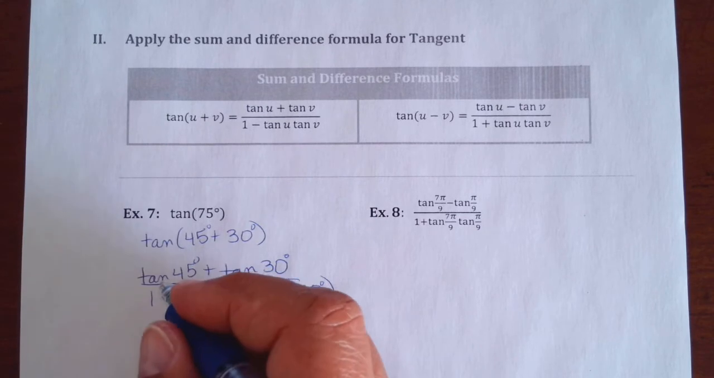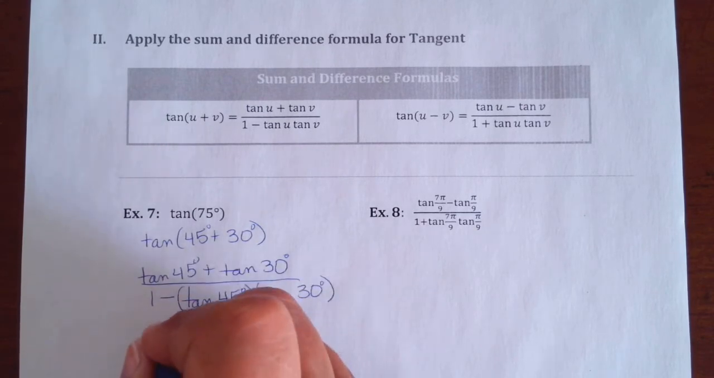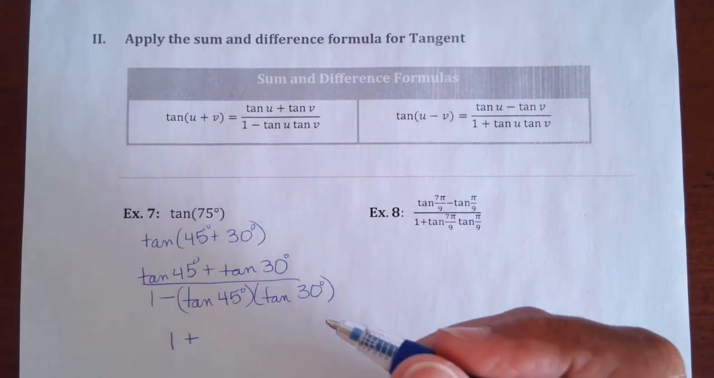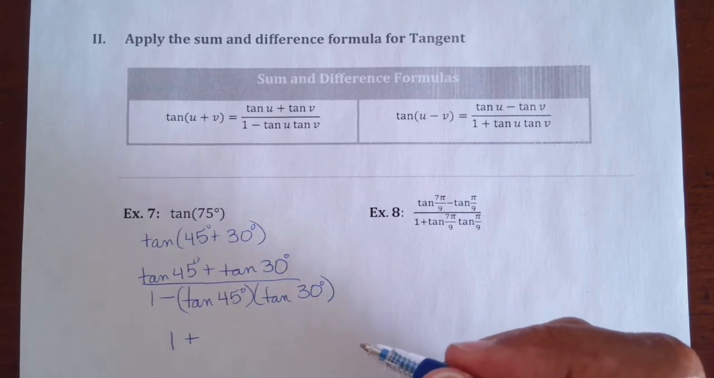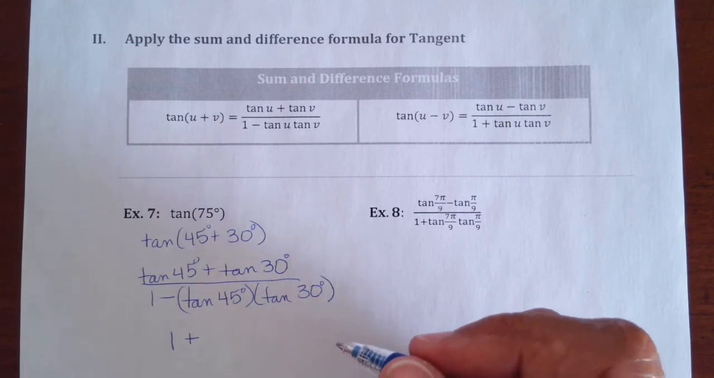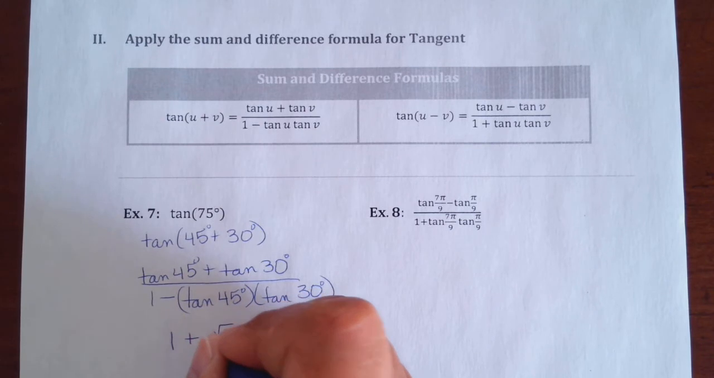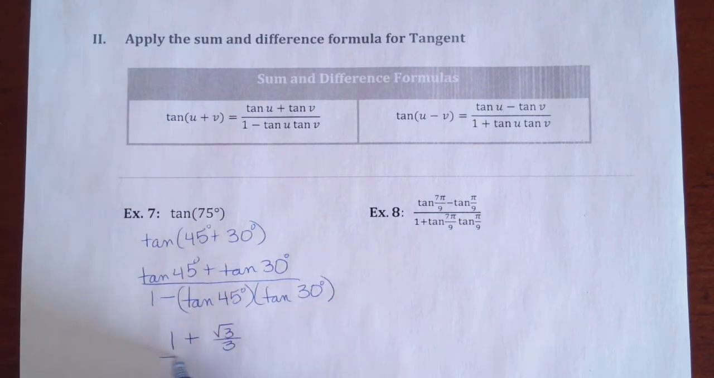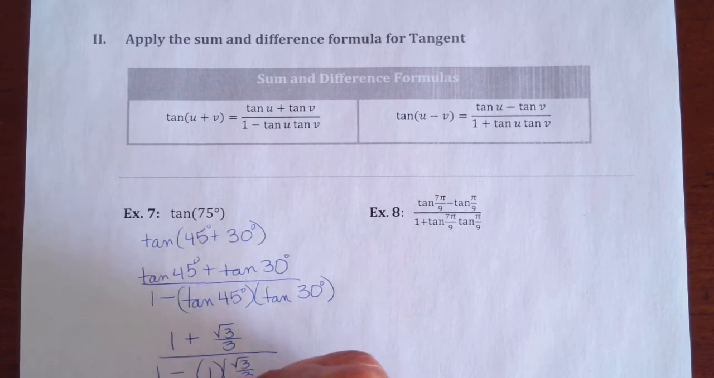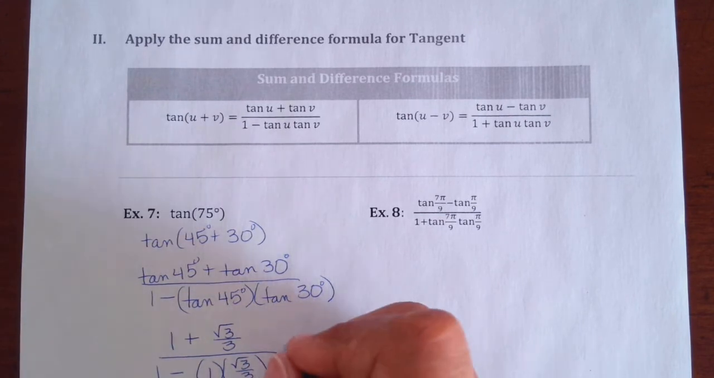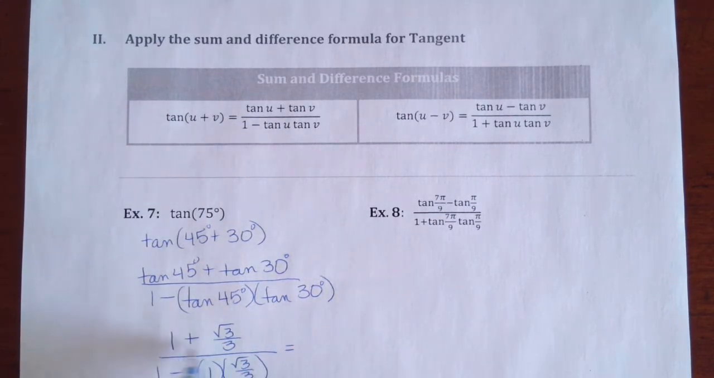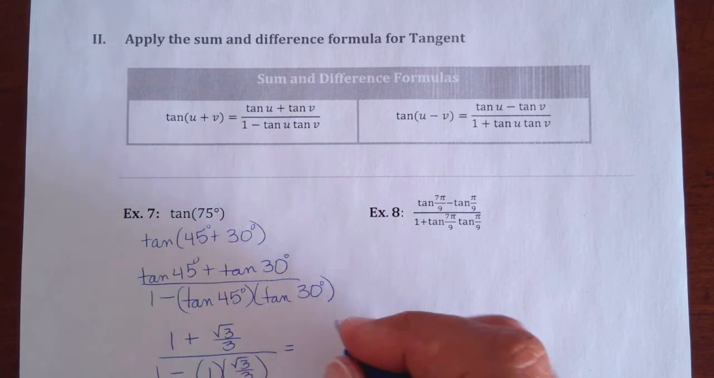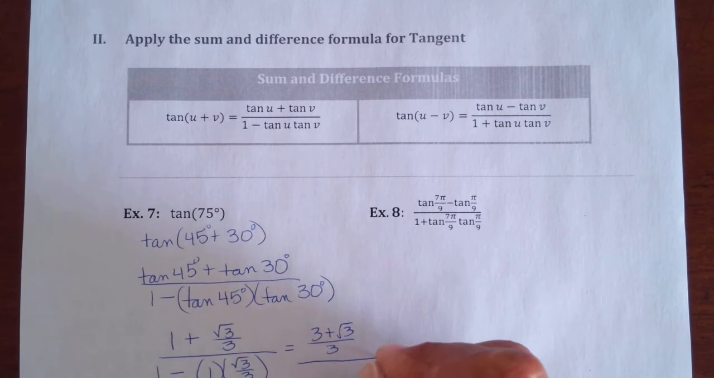So the tangent of 45, that's the easy one, is 1, plus the tangent of 30 degrees. Remember, tangent is y over x. So that's 1 over the square root of 3. If we simplify it, we get the square root of 3 over 3. And then 1 minus, and then we're going to multiply these numbers together: 1 times square root of 3 over 3. Simplifying that, get a common denominator up here. We're going to multiply by 3. So that's 3 plus square root of 3 over 3.